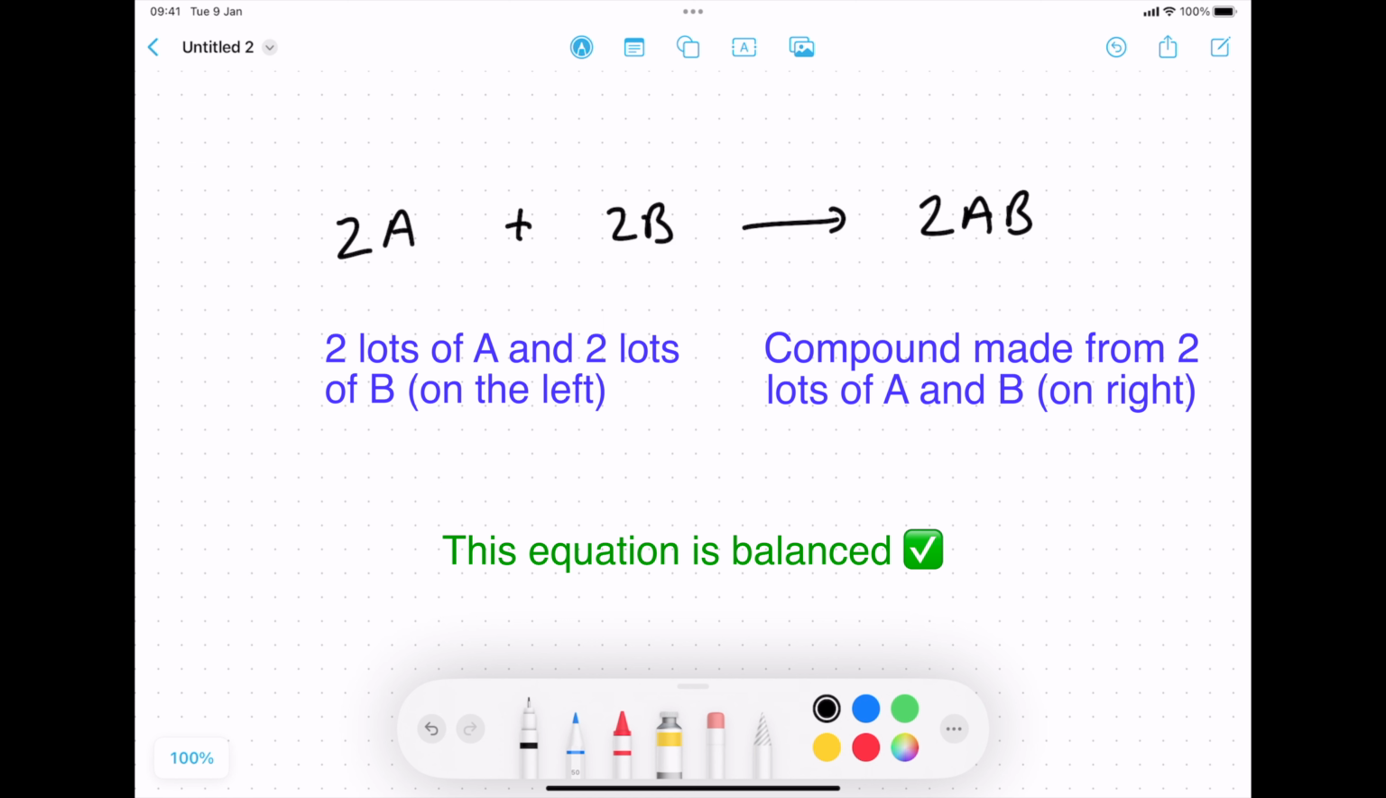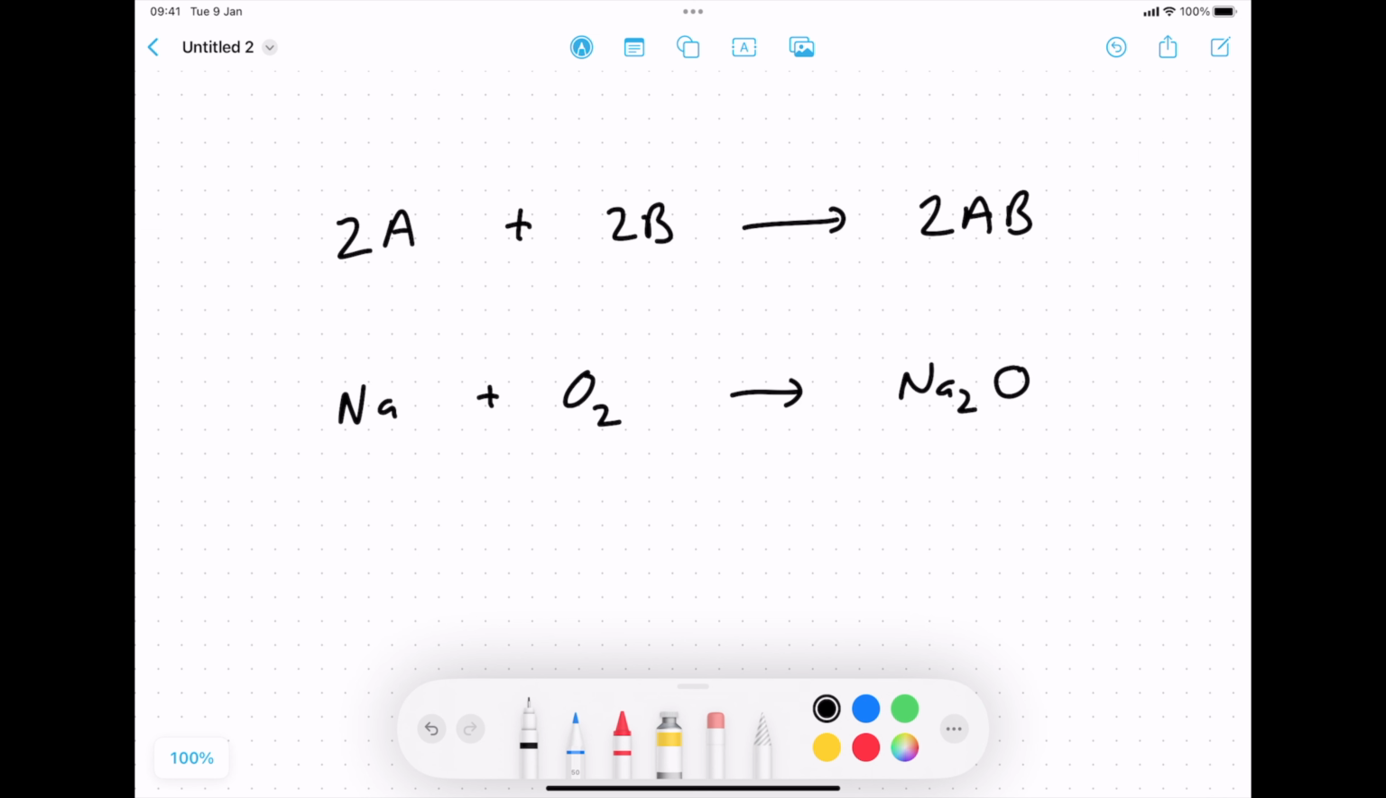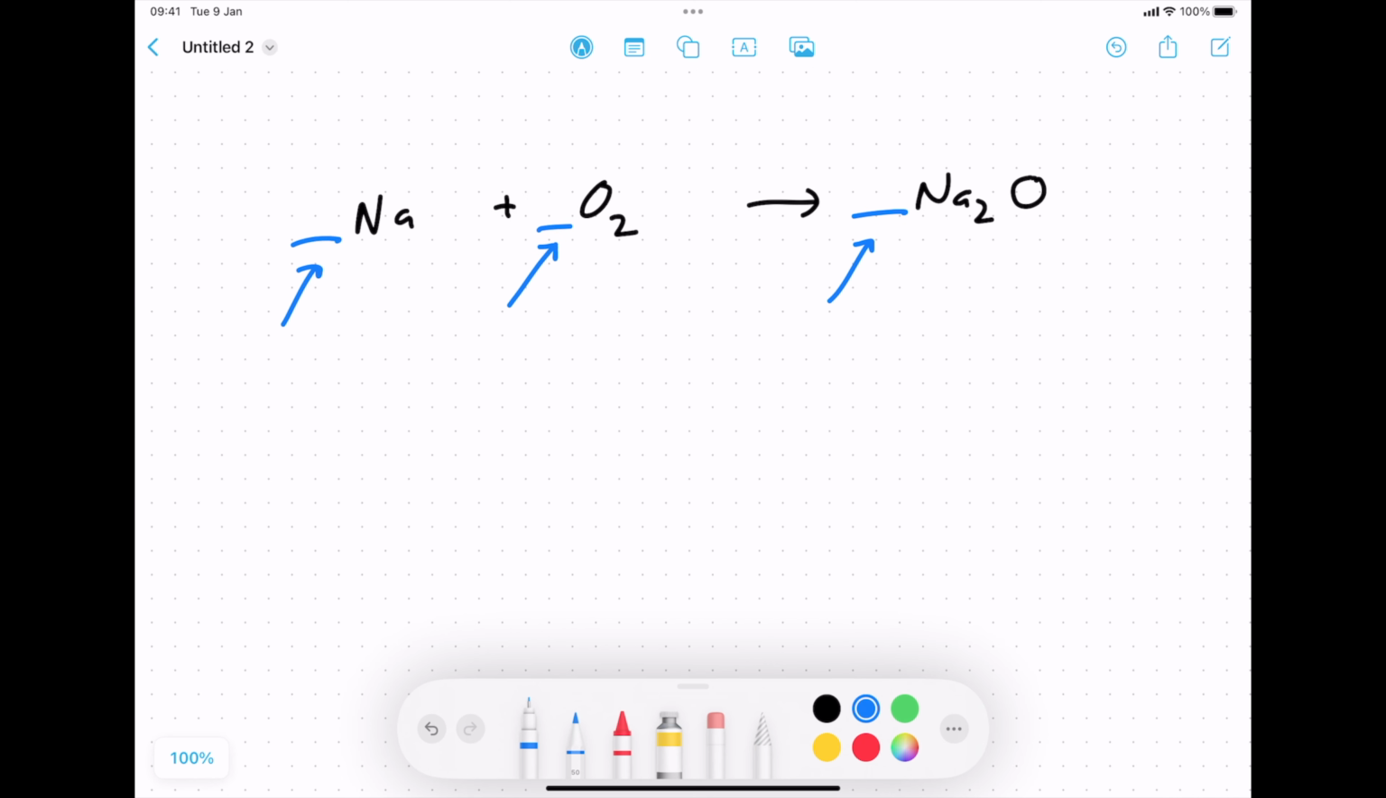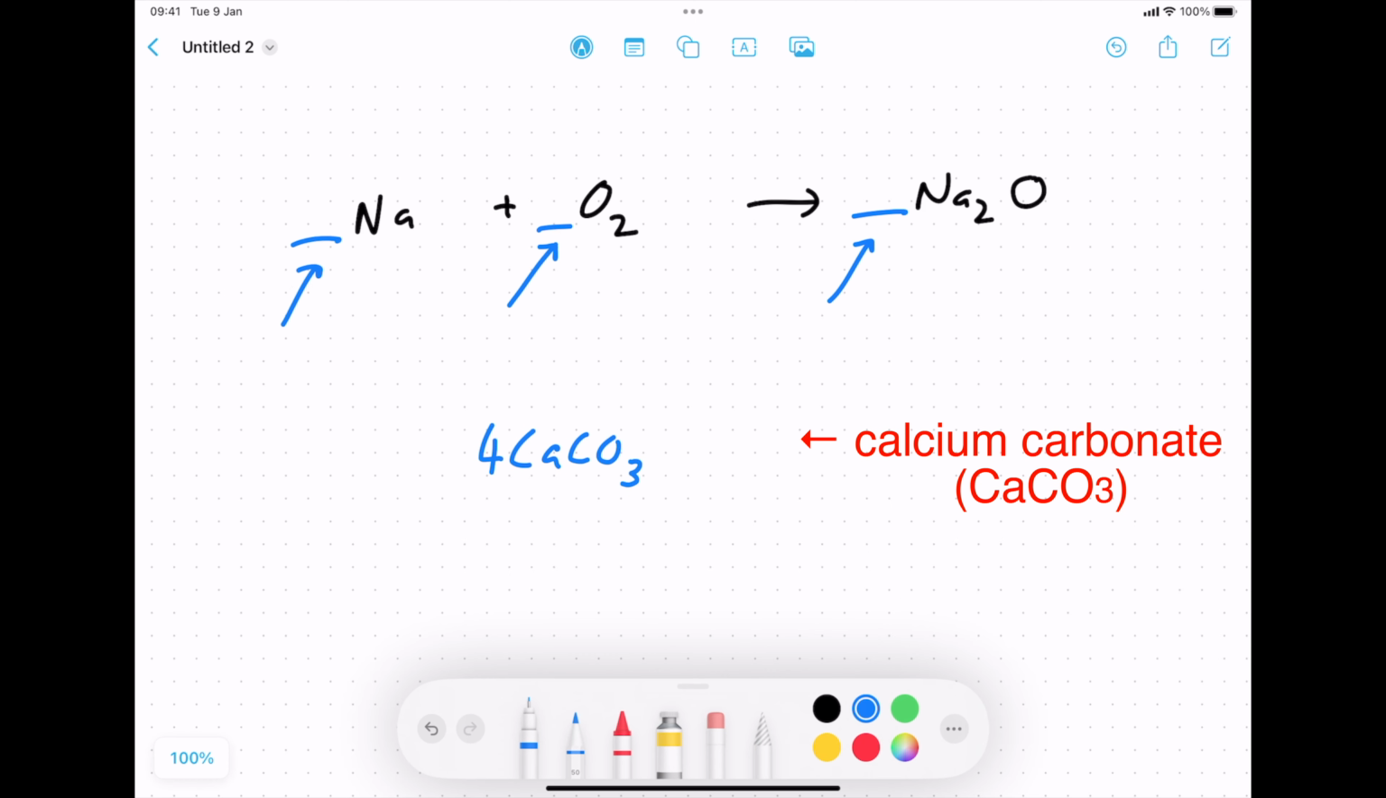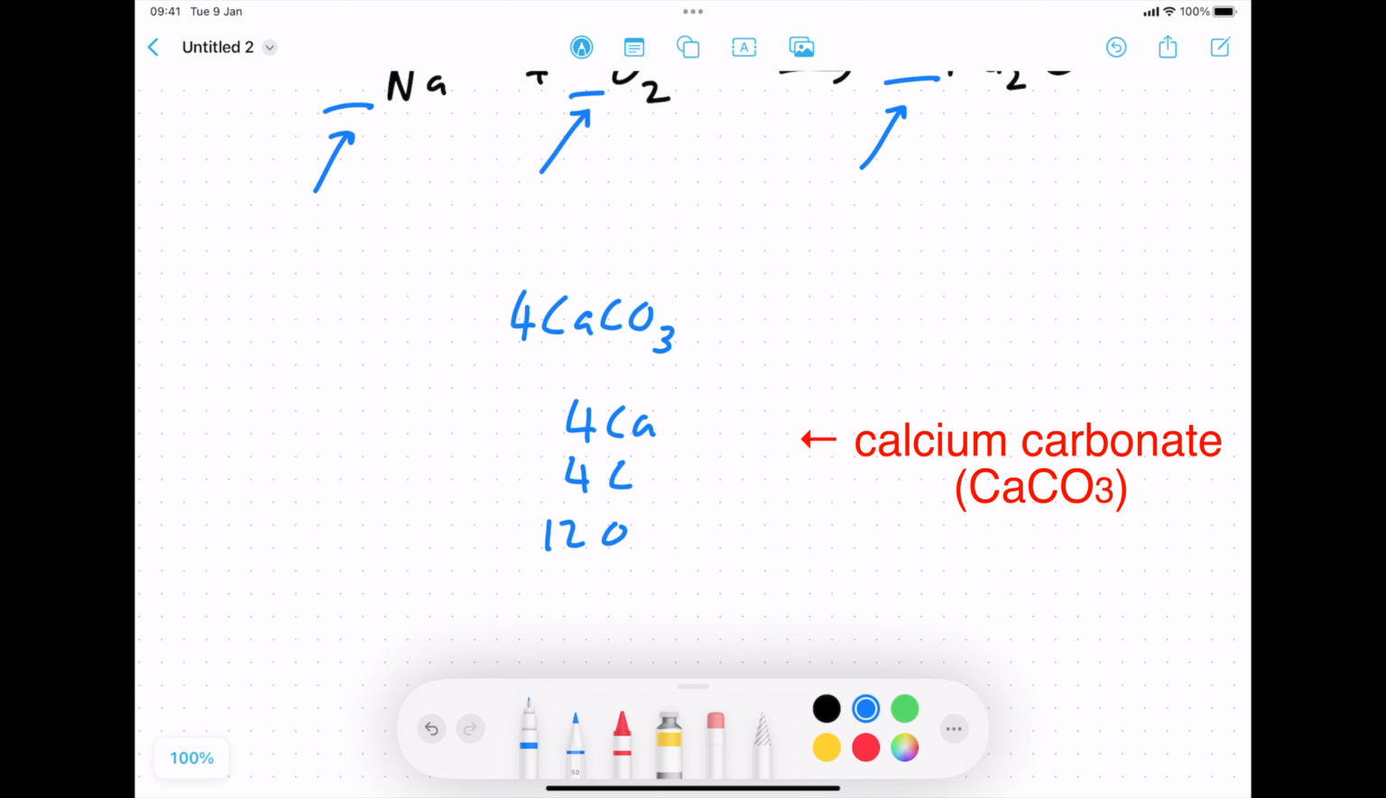The first rule is this: you can't change these numbers. But rule number 2, you can put numbers here, although you don't always have to. Rule number 3, when a number appears before a compound, an element, something like this, it means you multiply everything in front of that number by 4. So you have 4 calcium, 4 carbon, and 12 oxygens, because 4 times 3 makes 12 oxygens.